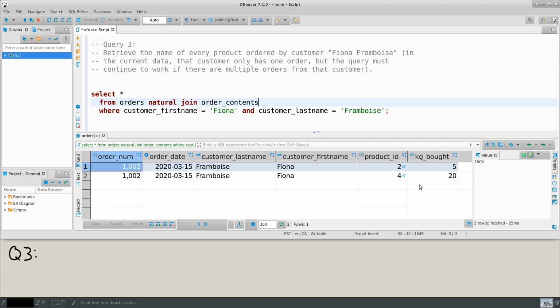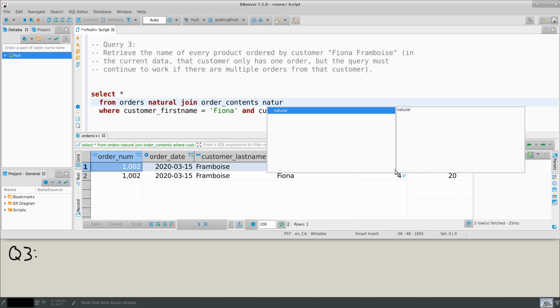So now I need to actually have the product name when I'm done. And I don't yet have that, but I finally have something I can use. I have a product ID. So in fact, I can take the result and I can join it again.